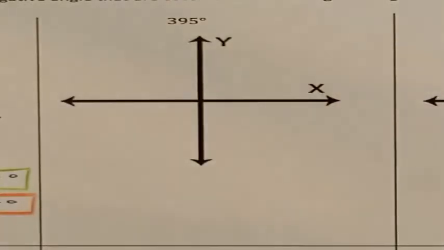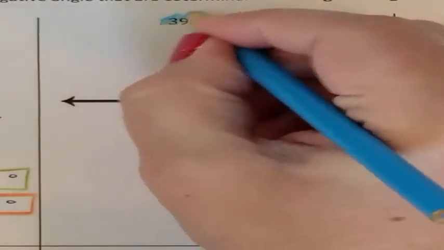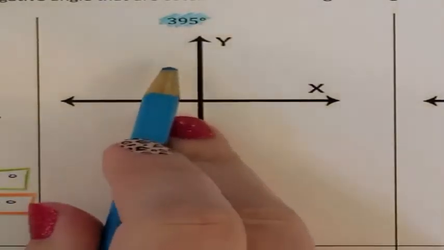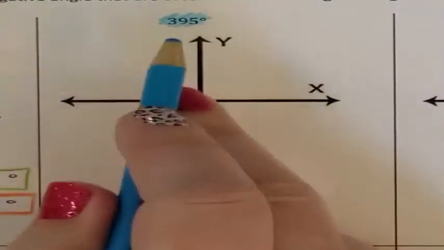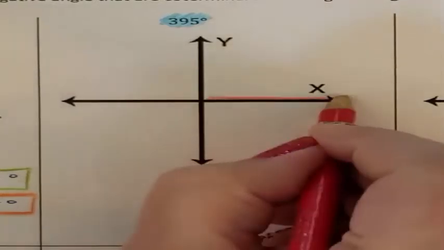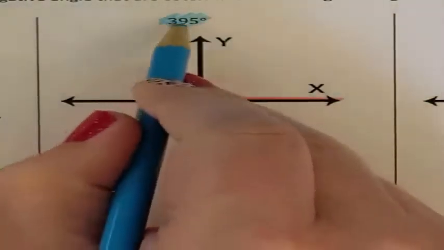Our next one. We are being asked first to find this angle measure. Where is 395 degrees? Well, I know that this is bigger than the full circle. So we always start right here on the initial side. It's bigger than 360 degrees.